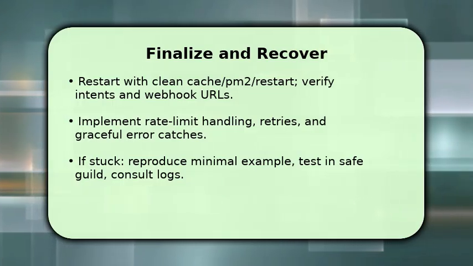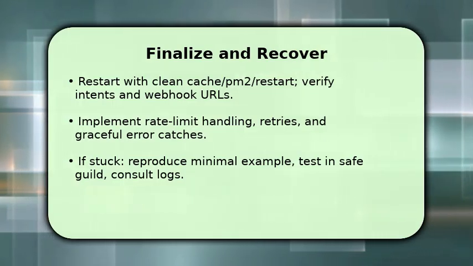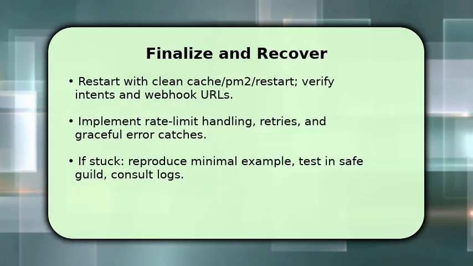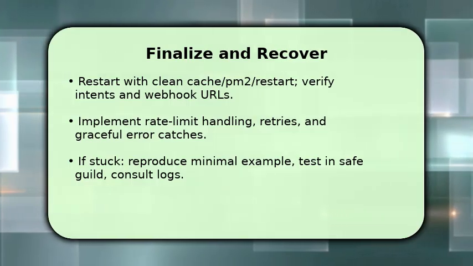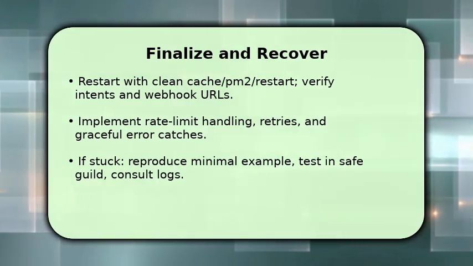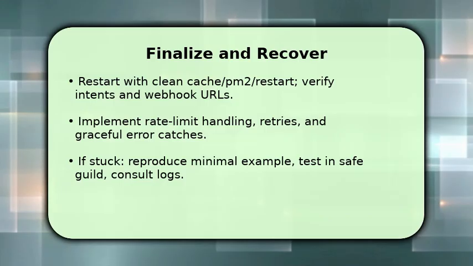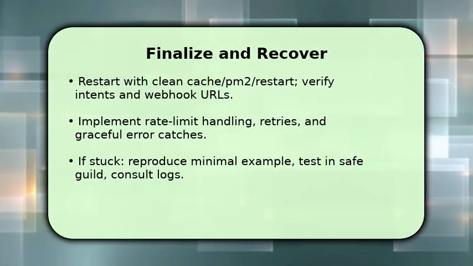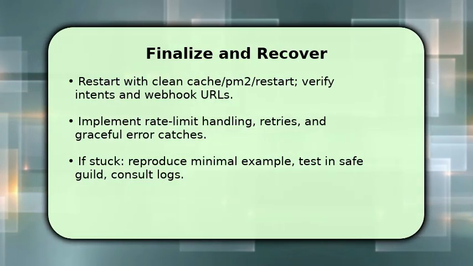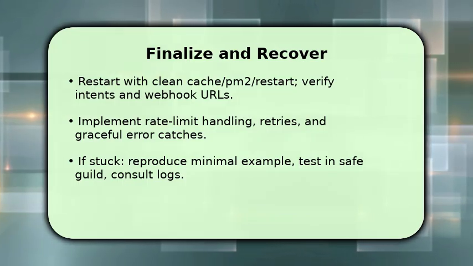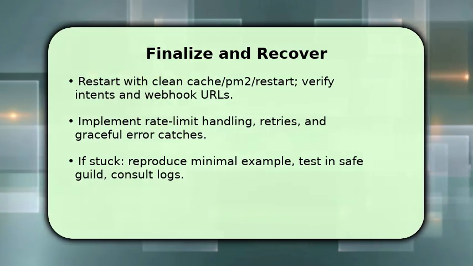Then harden the bot. Add rate limit handling, exponential retries, and graceful error catches so future faults don't crash it. Finally, verify functionality in a safe test guild. If things still fail, reproduce the issue in a minimal example and examine logs closely. That minimal case usually reveals the underlying cause quickly.